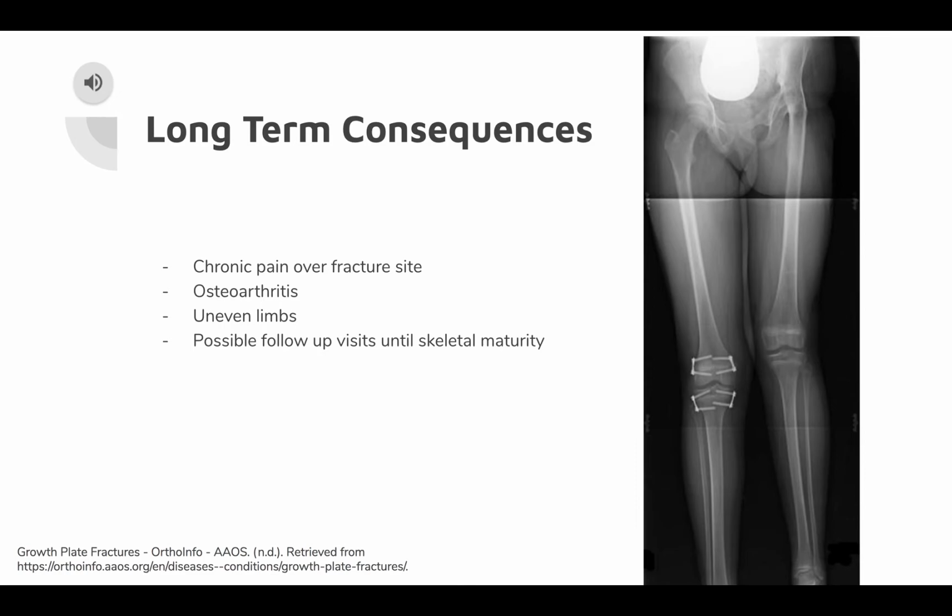If the fracture is occurring at the knee, it's not uncommon for the patient to have follow-up visits until they are skeletally mature, but if it occurs elsewhere, it's standard for the patient to have follow-up visits for up to a year after the injury.